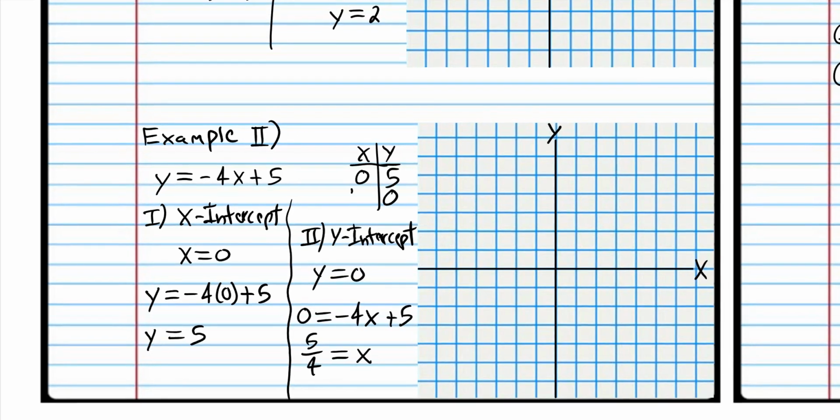So then we have 5/4, 0. And we can plot those points. 0, 5 is going to be here. I'll go ahead and label that. And 5/4, 0 is going to be about here, roughly. So that is 5/4, 0. So now we can connect the dots. I don't really care that your line is perfectly straight, but it has to look somewhat like a line. A lot of students will do this. That's not really a line. It has to be somewhat straight.